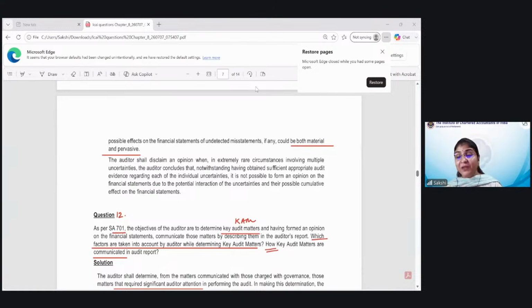What does that mean? It means that any misstatement, which could be either individually or in aggregate, is material and also pervasive to an extent that it is affecting the balance sheet as a whole. Is it clear to all of you? So they say very rare, but still he can issue disclaimer when he thinks that it has a cumulative effect on the balance sheet or financial statements.